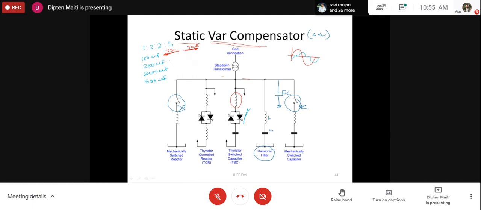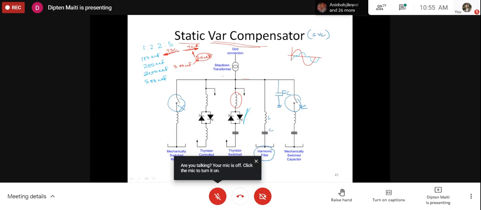So what we would do is, let's say we require 250 microfarad of capacitance at any instant. So we would connect 300 microfarad of capacitance for the reactive power requirement, and we would control the TCR such that it can take away the reactive power equivalent of a 50 microfarad capacitor. So from the 300 microfarad, this should be taken out, and we would be left with 250 of reactive power, which is equivalent to the 250 microfarad of capacitor.